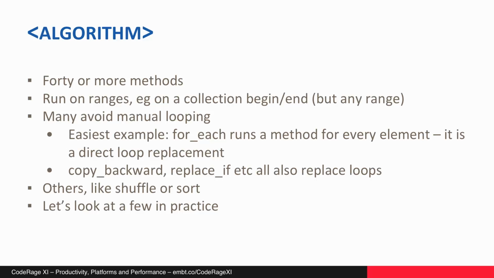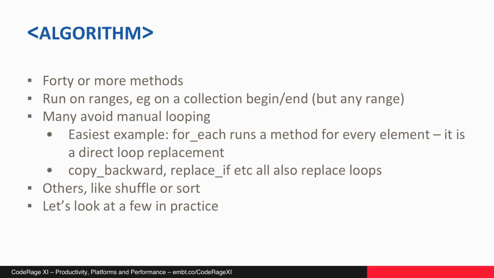So the C++ standard library contains a vast amount of things, but one of its most useful areas is the algorithm header. And this contains 40 or more methods that run on ranges. A range is basically something that can be iterated over. A great example is a collection's begin-end, or of course any subset of iterators pointing somewhere inside that collection.